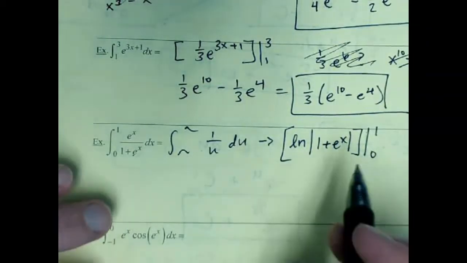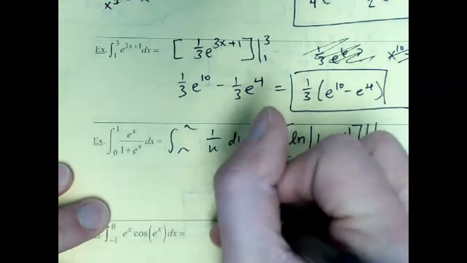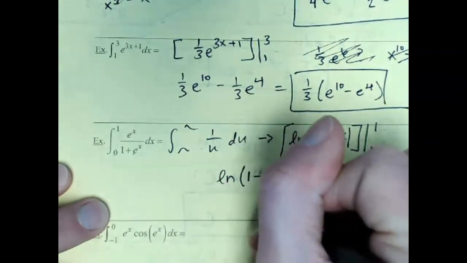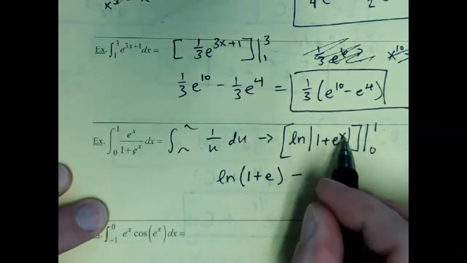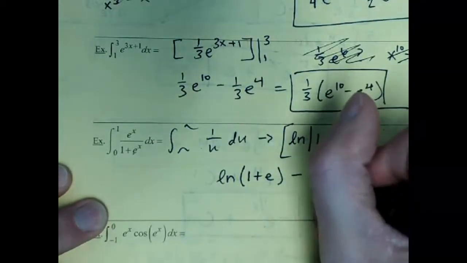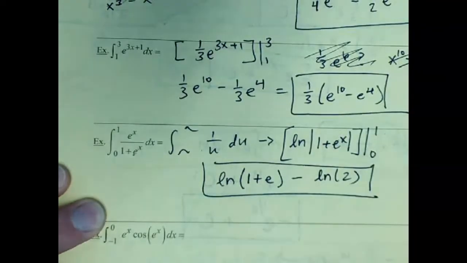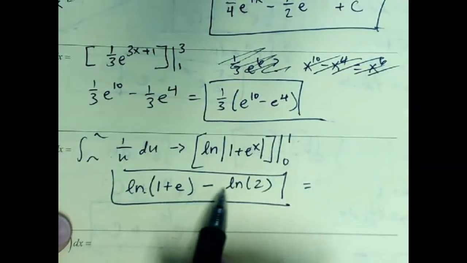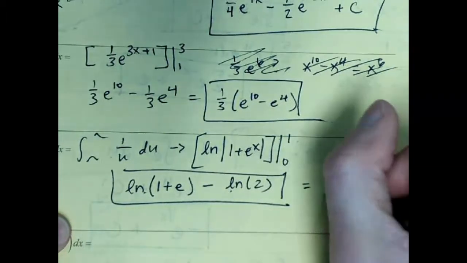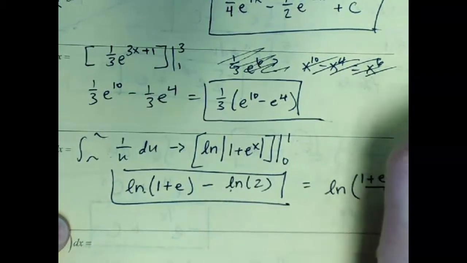Okay, so now I'm going to plug in the 1. E to the 1 is just e, so I have ln of 1 plus e minus, if I plug in 0, e to the 0 is 1. 1 plus 1 is 2. So you could leave it like this. That's not terrible. If you wanted to combine it, you could. Since you have the same base, you have that same natural log, you could combine it. That one's subtraction, though, so you'd have 1 plus e divided by 2.